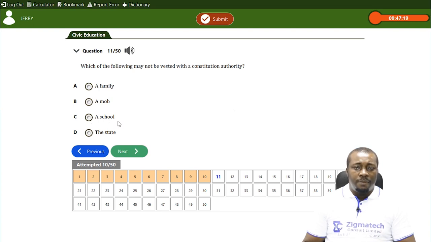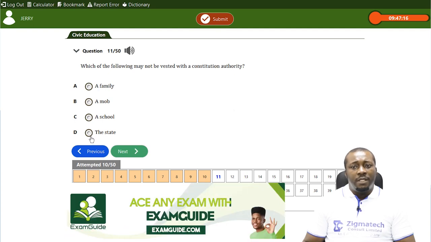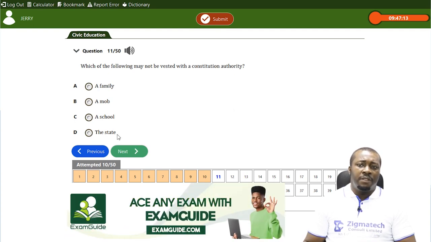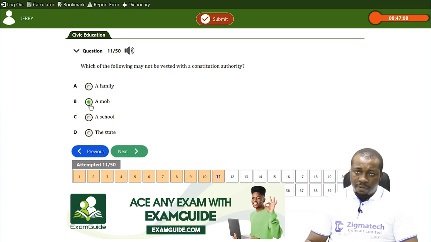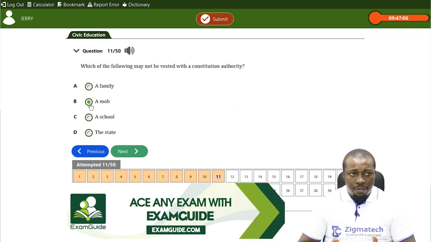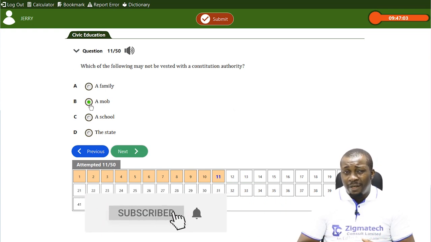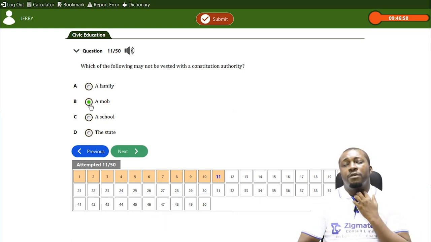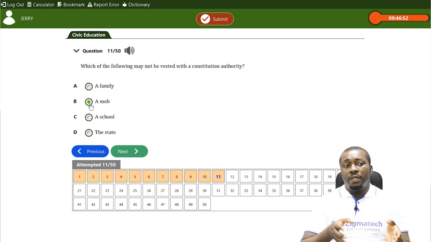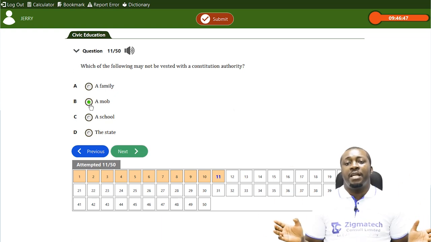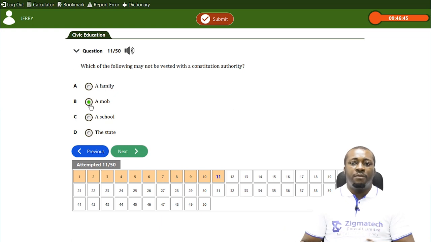Of course, you can say the principal, you can say the head of school. The state has an authority. You can say the government, you can say the president. Now, a mob does not have an authority. Remember, a mob is a spontaneous group that is usually violent in nature, that disperses as soon as their aim is achieved. You normally see a mob when there is jungle justice. Maybe a thief stole something and a group of people gather, beat the person and disperse after achieving that aim. So that is a mob. There is no constituted authority in a mob.